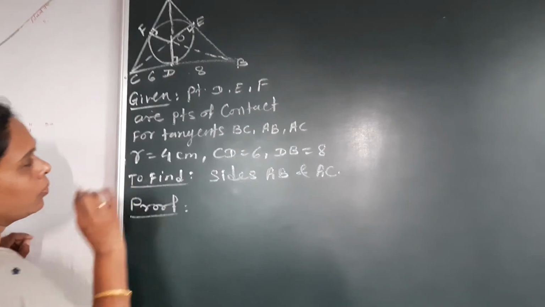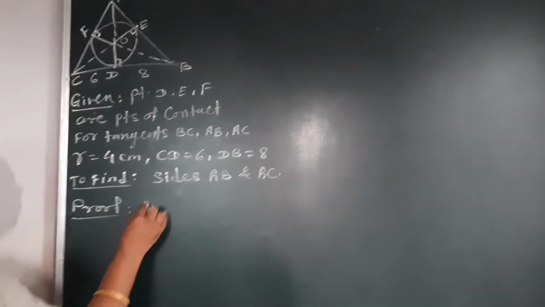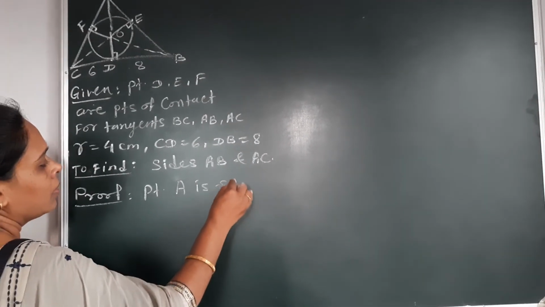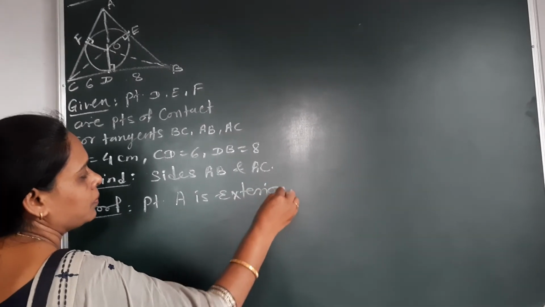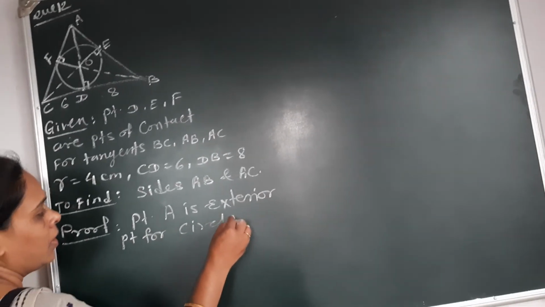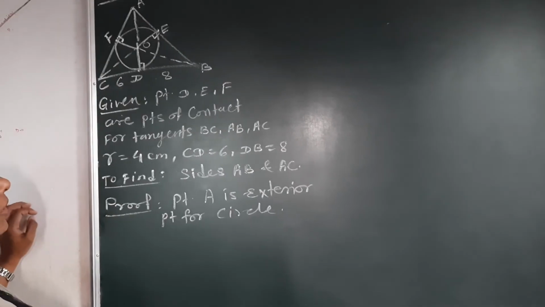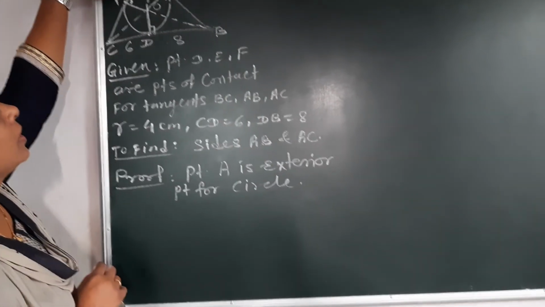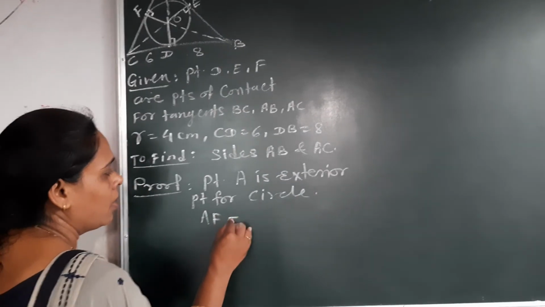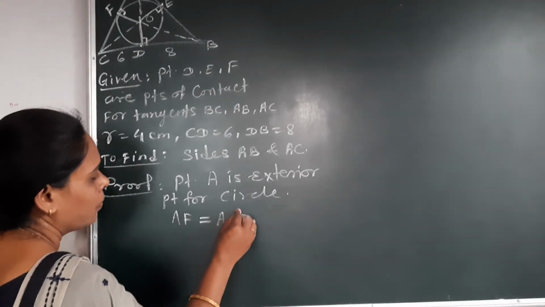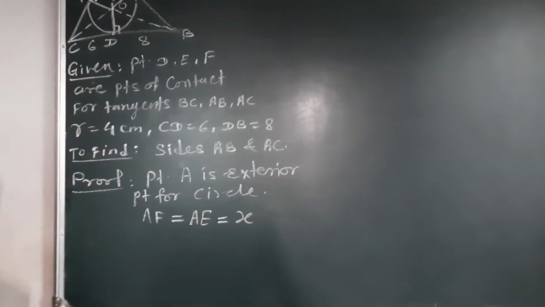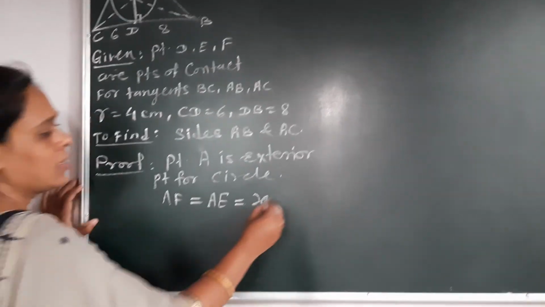Now write down the proof. Point A is an exterior point for the circle, and tangent segments from an exterior point are equal, which means we can consider AF is equal to AE. That segment is not given, so here we consider that segment to be X.